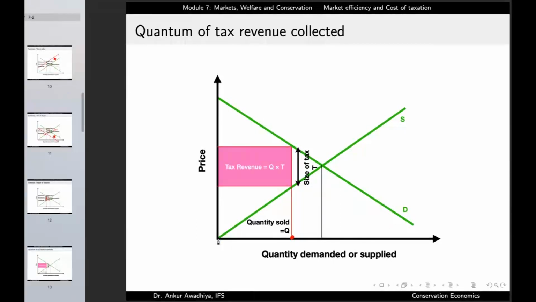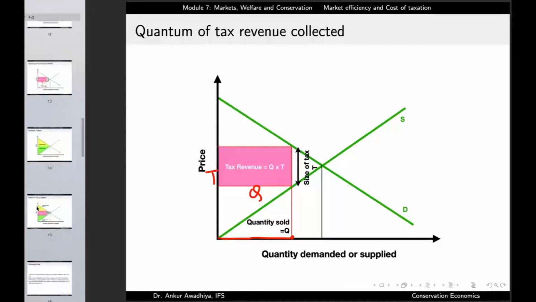Now the quantity sold is this much amount. If we look at the area of this rectangle, it has a width of the quantity sold and a height of the size of the tax. In that case, the area of this rectangle, the pink colored rectangle, will give us the tax revenue to the government, or the tax collected by the government, which is given by Q into T. So this is the quantum of the tax revenue that gets collected.